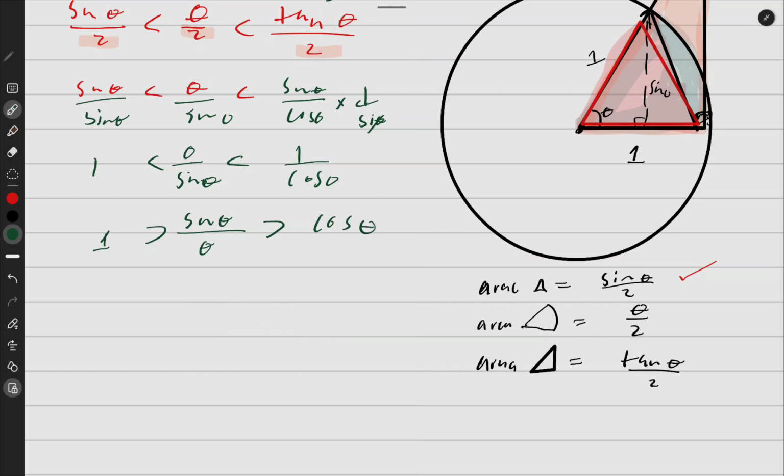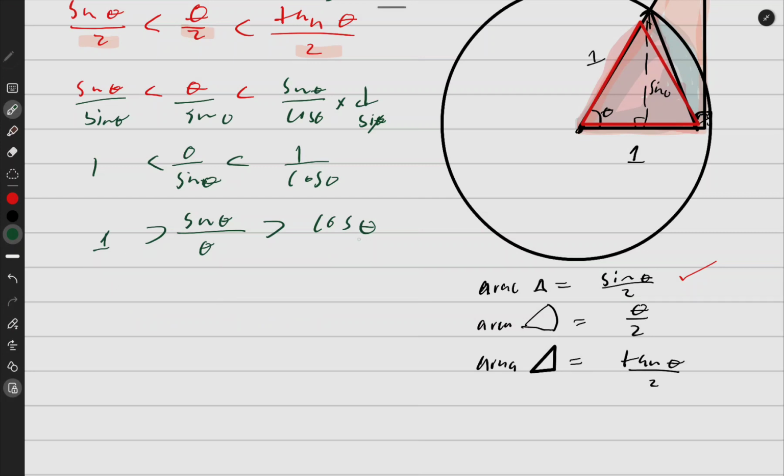Cos theta. So from here we can use the squeeze theorem, right? The squeeze theorem says that if I can find the limit of this and the limit of this and find the limits are the same, that will be the same limit for this one in the middle. I have another video on using the squeeze theorem to find limits, so check that video out.